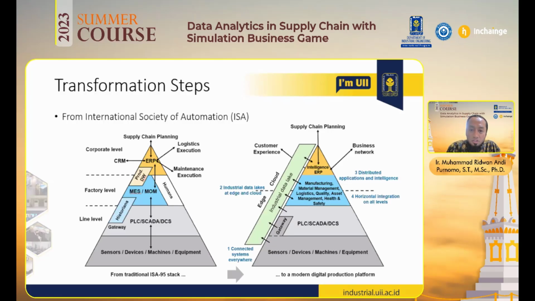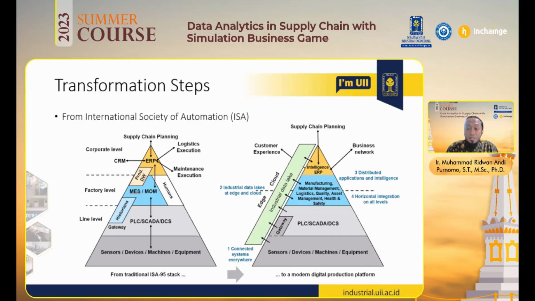So here, if I refer to the ISA, the International Society of Automation, previously they had this diagram at the left. You can see the diagram. At the bottom there are sensors and devices and so on. This is the physical system. And now they have a new diagram. In the new diagram, the bottom is still the same: sensors, devices, machine equipment are still required.